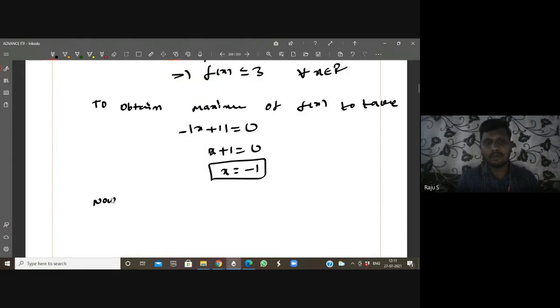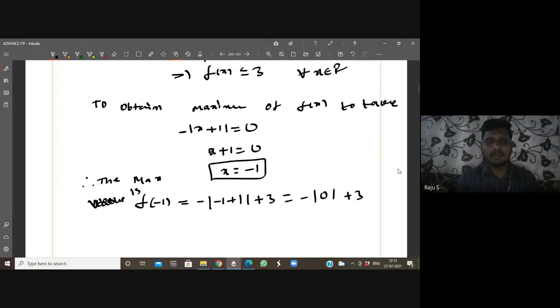Now f of minus 1 is equal to... Therefore, the maximum value is f of minus 1 is equal to minus of minus 1 plus 1 plus 3. That is nothing but minus of 0 plus 3. So f of minus 1 is equal to 3. This is the maximum value.